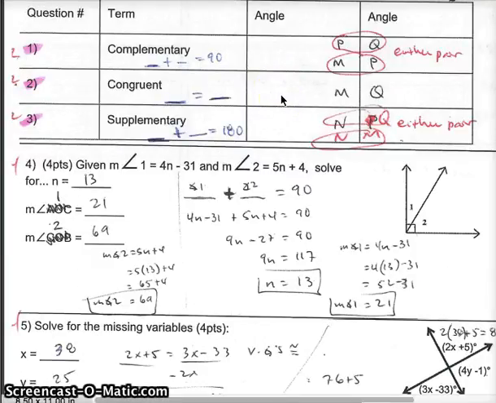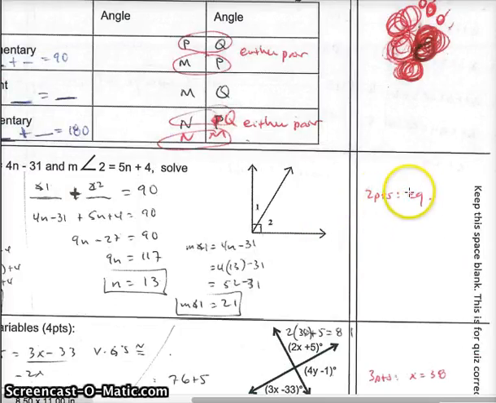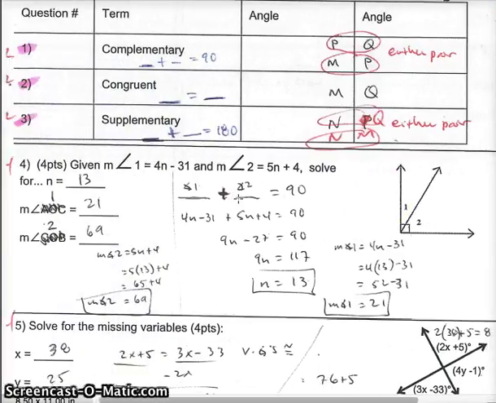Question number 4. Given that the measure of angle 1 is 4n minus 31 and the measure of angle 2 is 5n plus 4, solve for n. So here I have angles 1 and 2, and here that gives me a box, and this is a right angle, which means that two angles add up to be a right angle. These are complementary, so that would be blank plus blank equals 90. So over here, if you just have the blanks or the equation correct, I gave you 2 points out of 4. You're going in the right direction.